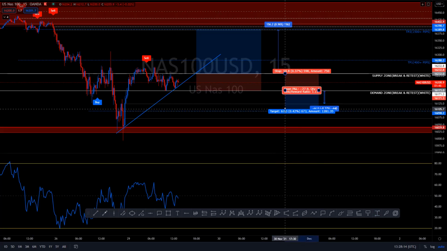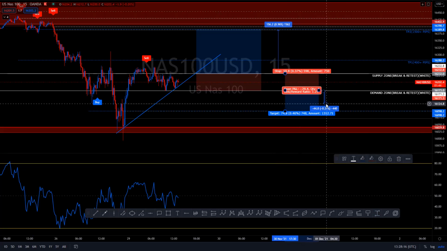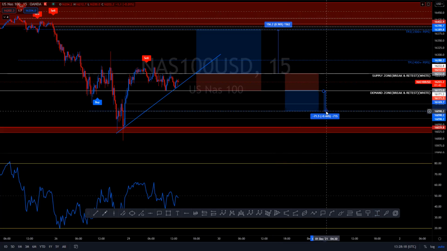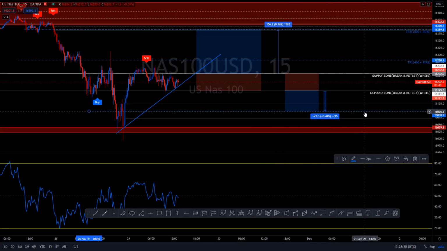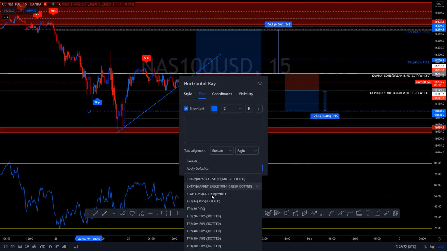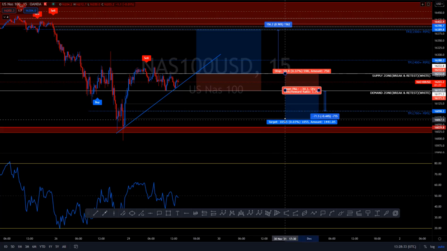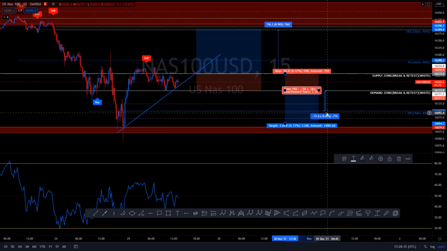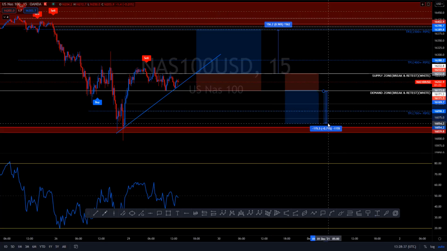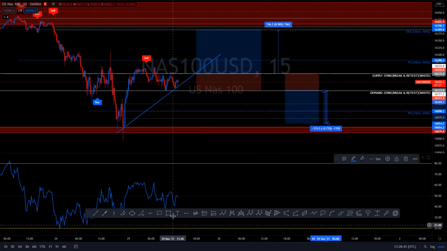I'll probably make this just the first take profit. This is going to be 700 plus pips, even though I don't need that much. And then down here, we can make it take profit two. So this is going to be 100 plus pips.